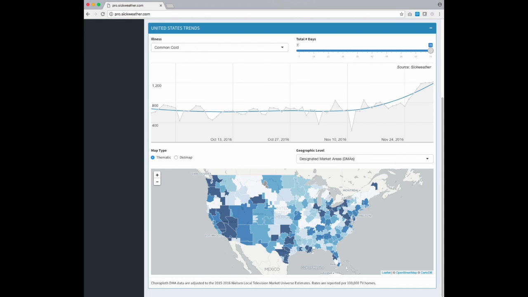Whether you're a researcher, advertising agency, pharma, or risk management, Sickweather Pro can be an invaluable analytics tool that can help better understand illness trends, optimize conversion rates, or serve as a reference to improve budget allocation.